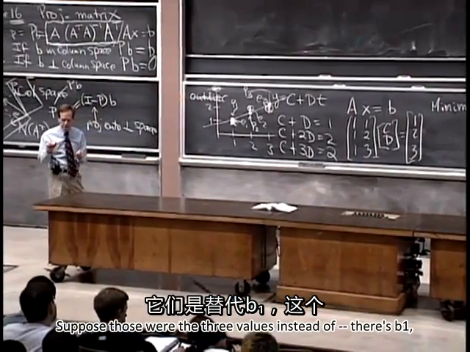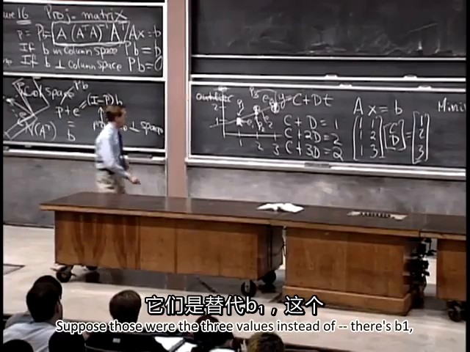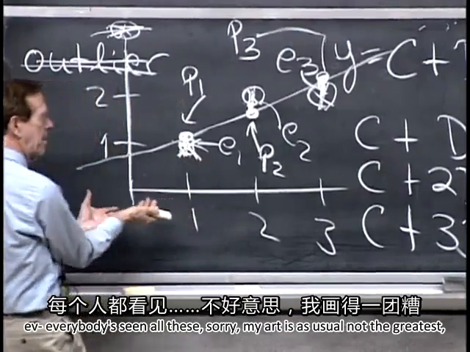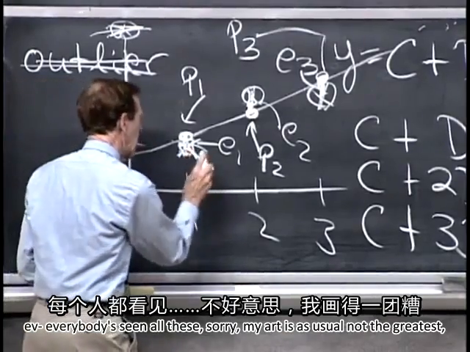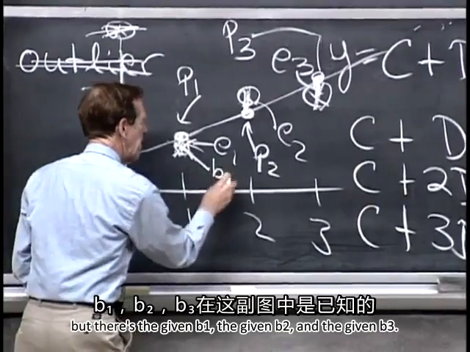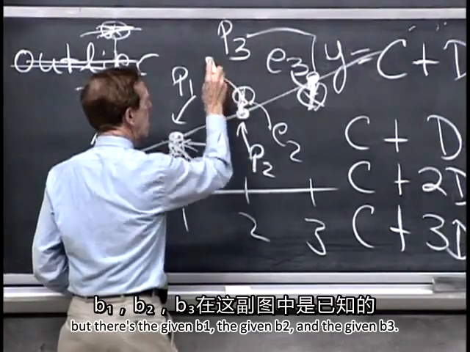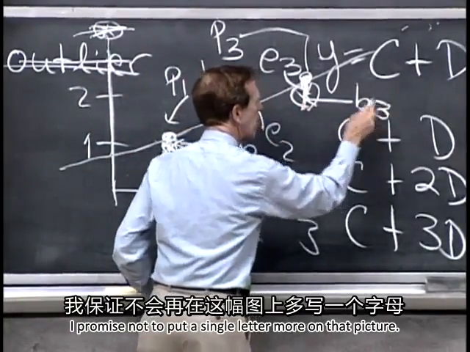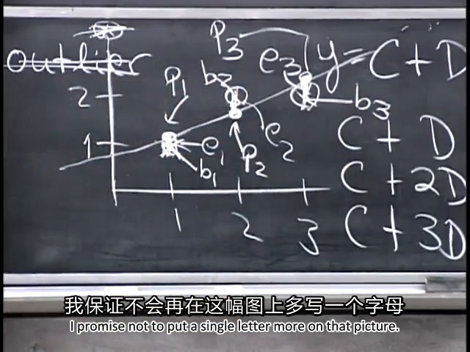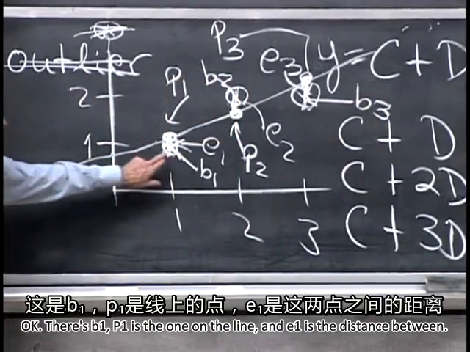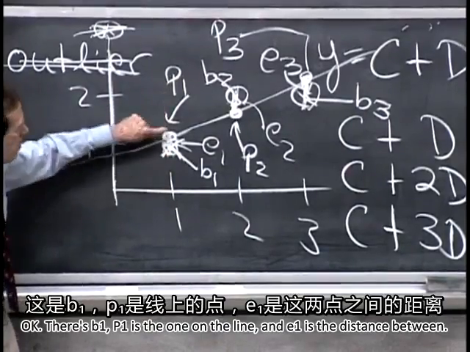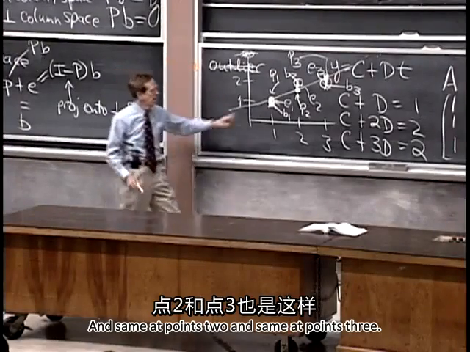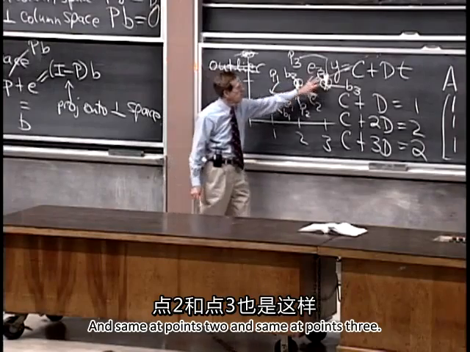Suppose those were the three values instead of, there's B1. Everybody's seeing all these. Sorry, my art is, as usual, not the greatest. But there's the given B1, the given B2, and the given B3. I promise not to put a single letter more on that picture. Okay, there's B1. P1 is the one on the line, and E1 is the distance between. And same at points 2, and same at points 3.